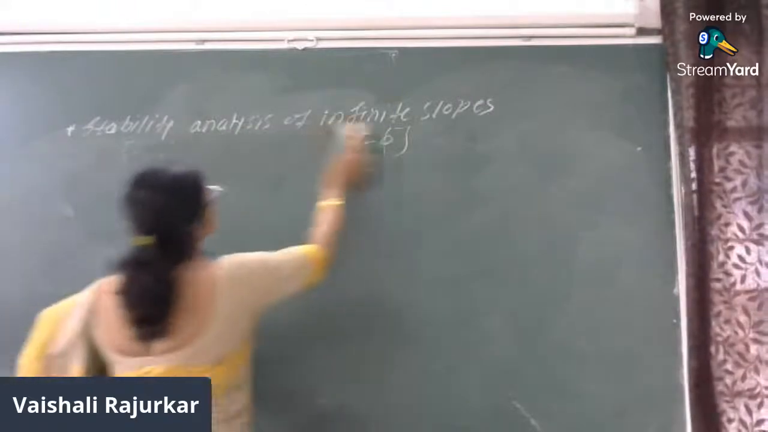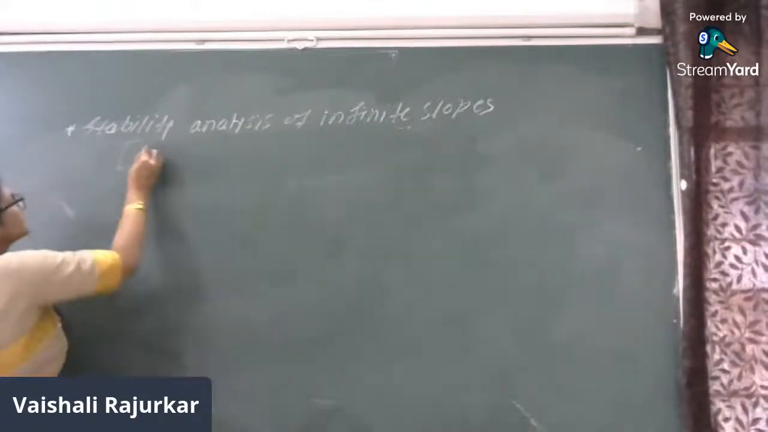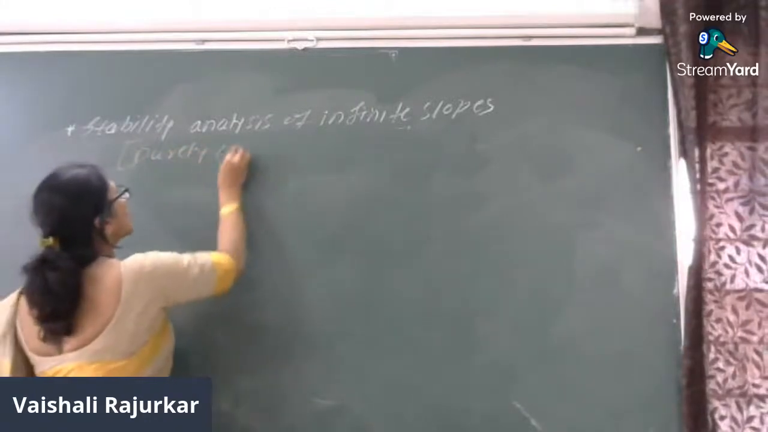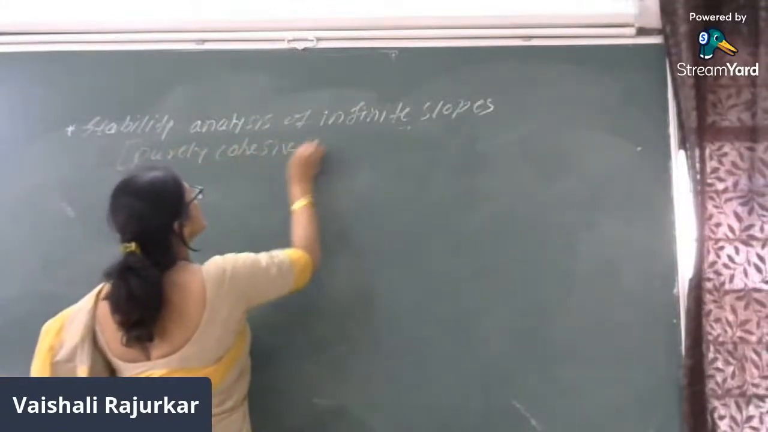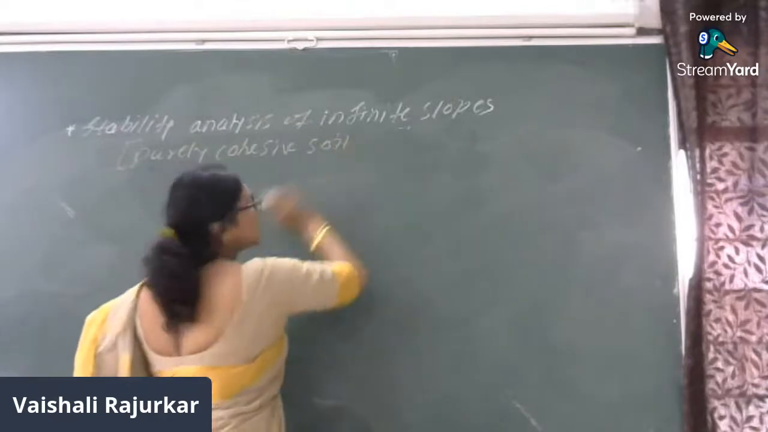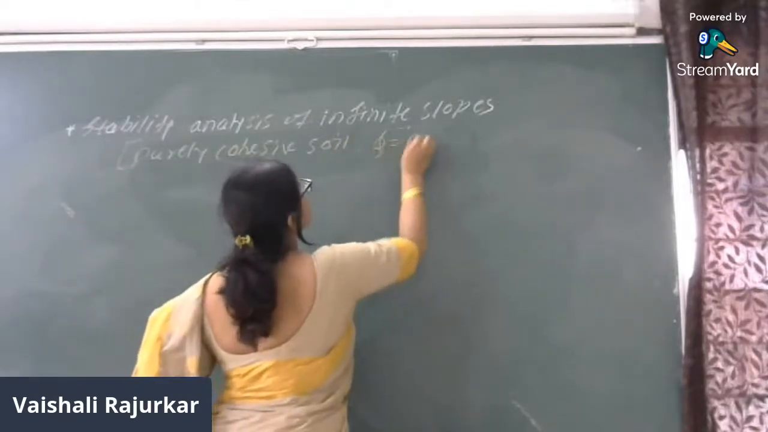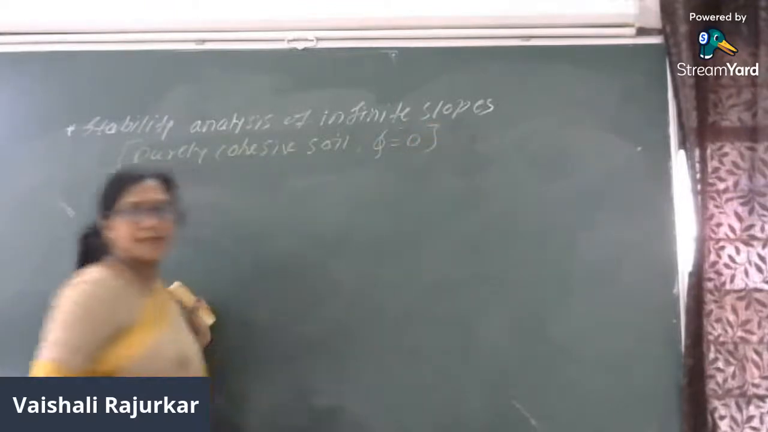Then we will consider the third case, where the soil is a purely cohesive soil. When the soil is a purely cohesive soil, the value of phi is taken as 0.